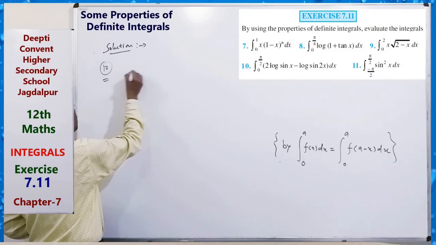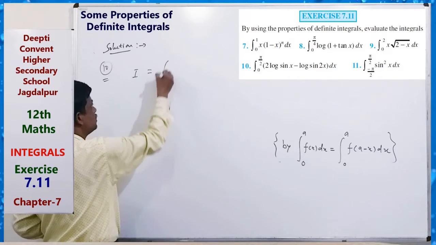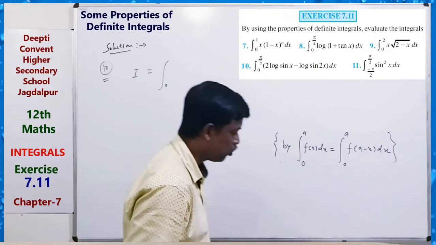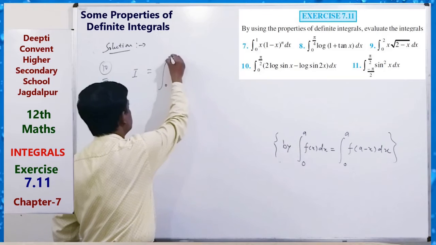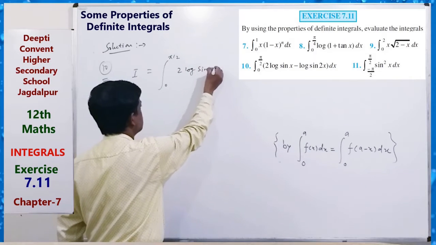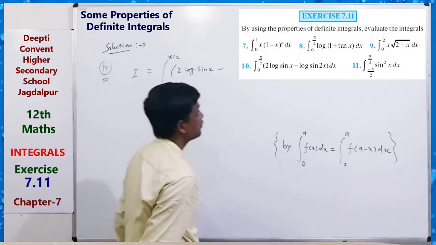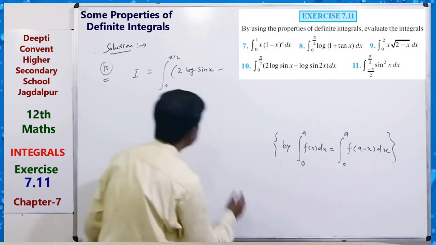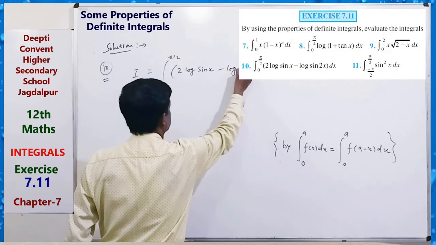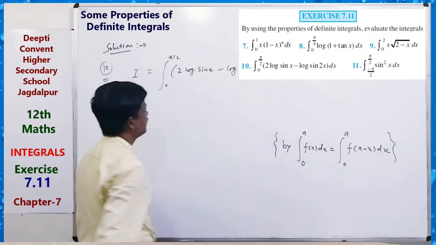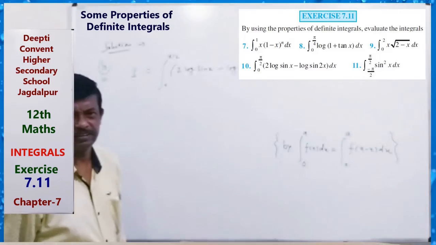Question 10, here given I equals integral from 0 to pi by 2 of 2 log sin x minus log sin 2x dx. This is a very simple property.